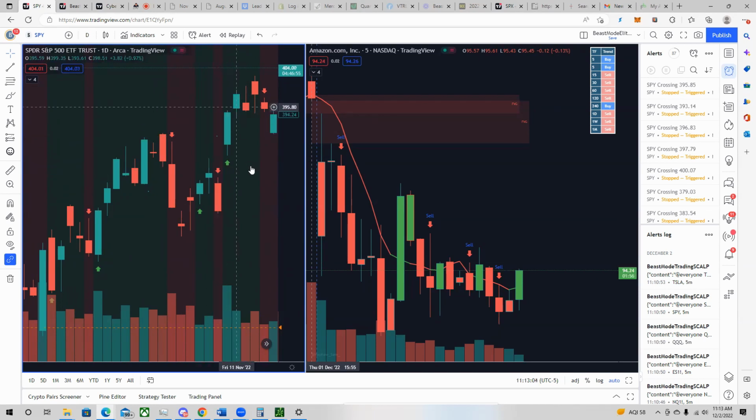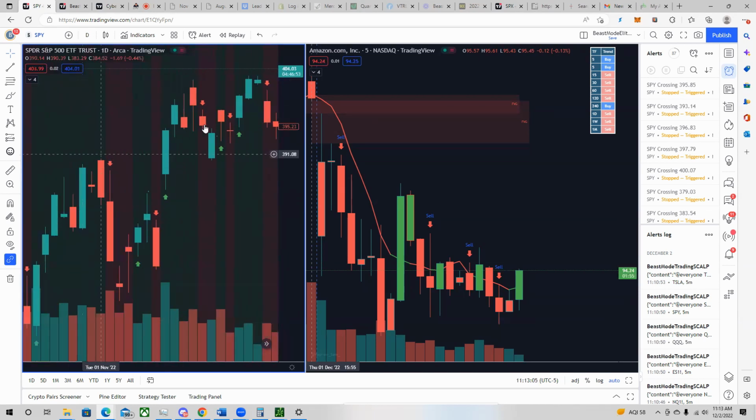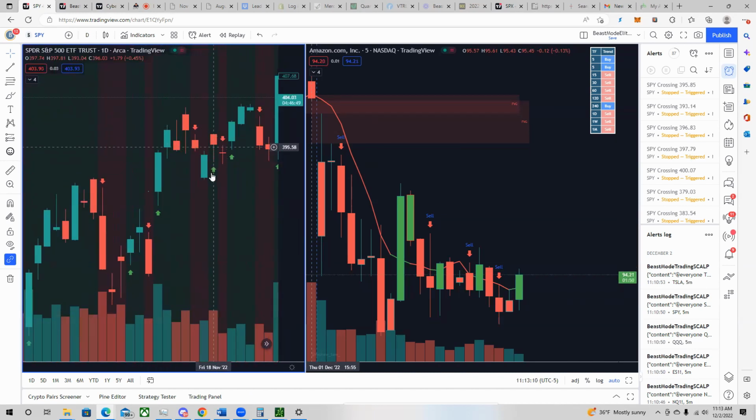7-2, we take calls here. 8-2. We take puts right here. 9-2. We take calls right here. Here's our stop out.